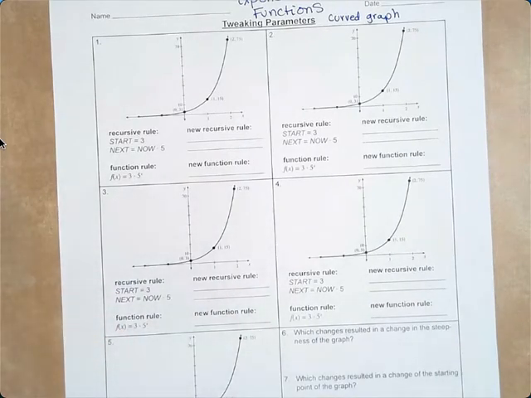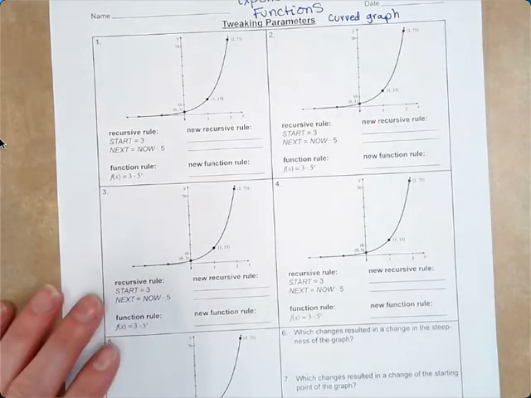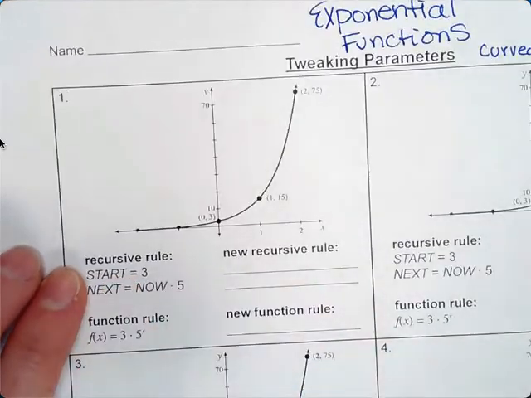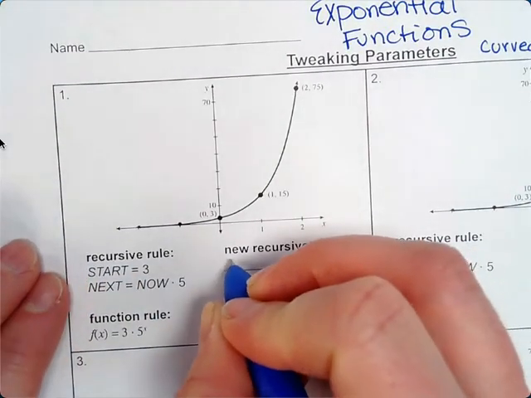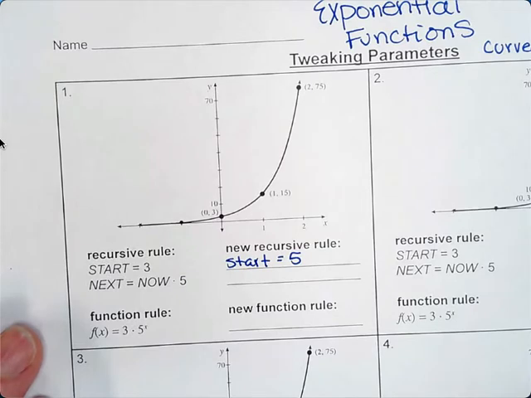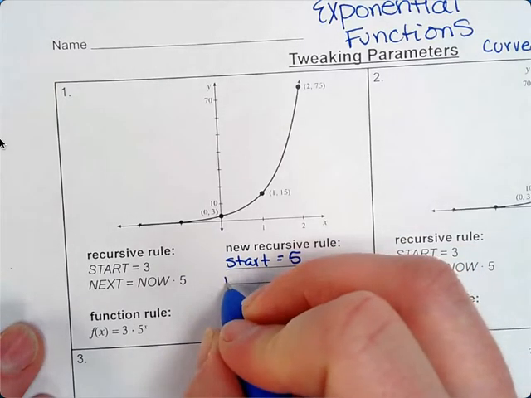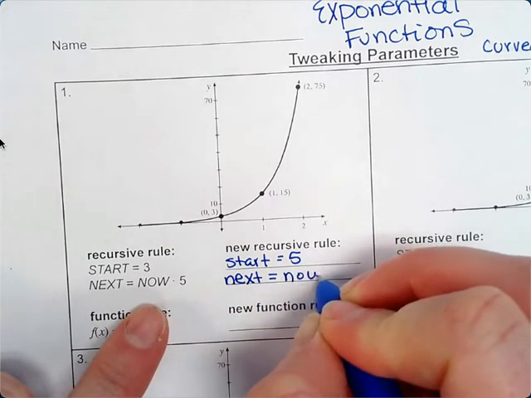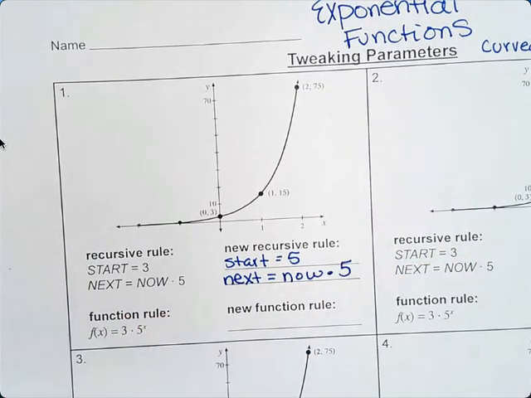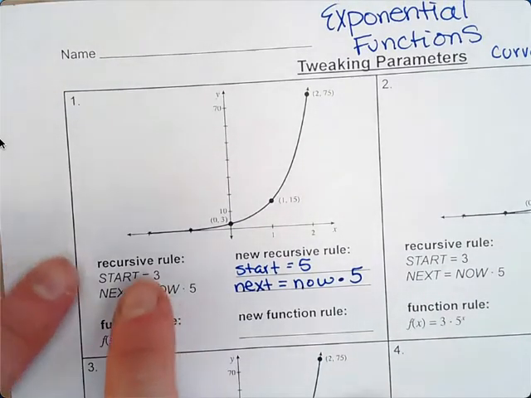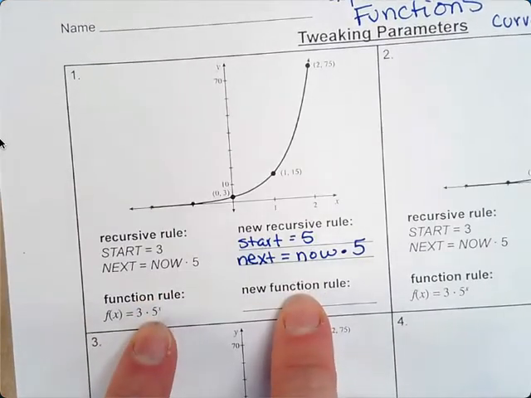We are going to add another function on top of it and look and see how they're changed, how they're different. So we'll look at the first one. I'm going to change, so this one has a start of 3. So my new recursive rule, I'm going to start it at 5 this time. Then my next, so that means the next value of my function will be whatever I have now, and I'm still going to keep my rate the same, times 5. All of them supposed to be the same? Yes, all of them are the same because we are going to write a new one and then compare the two. Yep.